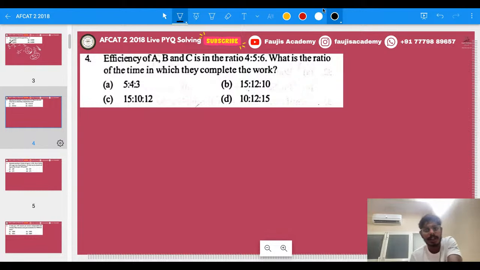Efficiency of A, B, C are in the ratio 4 is to 5 is to 6. Total 60 works are there.